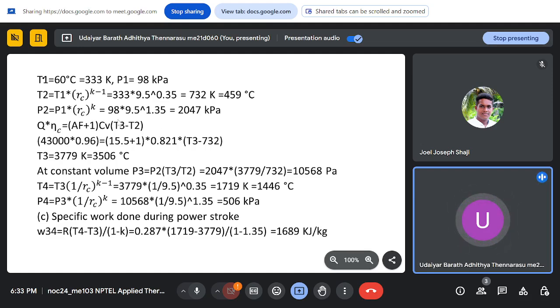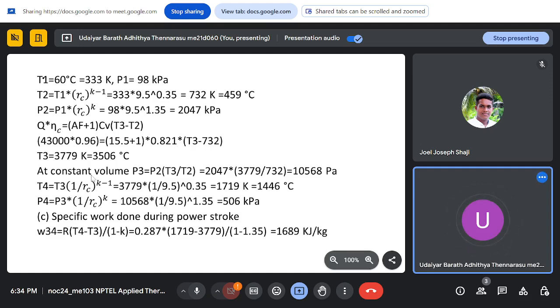Now the only unknown here is your temperature T3. Substituting the rest of the values, Q is 43,000 kilojoule into combustion efficiency 0.96 equals air fuel ratio 15.5 plus 1, into Cv of air, 0.821, into T3 minus temperature T2, which you have found to be 732 Kelvin. With this we find T3 is 3779 Kelvin or 3506 degrees Celsius. So it's close to 3500 degrees Celsius.